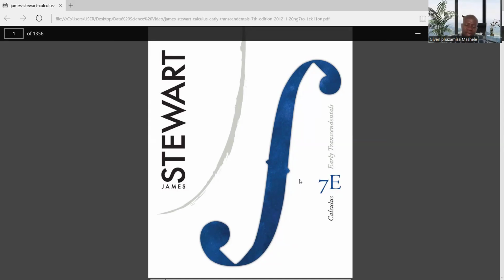Ladies and gentlemen, I want to take you through what is called pre-calculus. Actually, we'll just call it calculus. This is the book that I was using when I was a university student, and this is by James Stewart. However, editions might change.